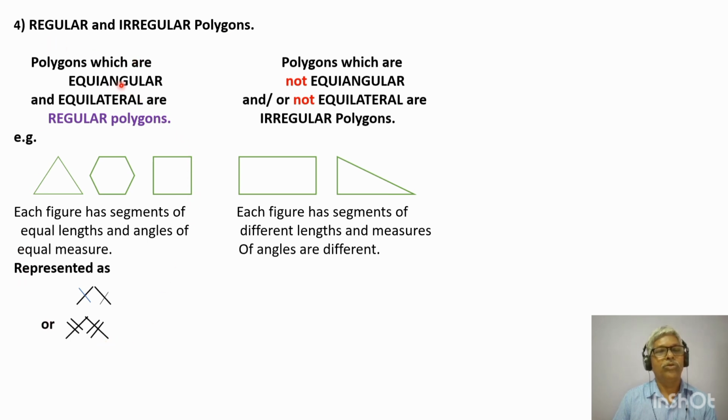We need to study this. And what are irregular polygons? If at least one angle or one side is not equal to the others, then it cannot be called regular, but it will be called an irregular polygon. In this case, the angles are equal, all 90, but this side and these sides are not equal. Here this side is not equal to this side, and this angle is not equal to this and this. So in these figures, each figure has segments of different lengths and angle measures are different. These are called irregular polygons. Remember this difference properly. It's very easy.